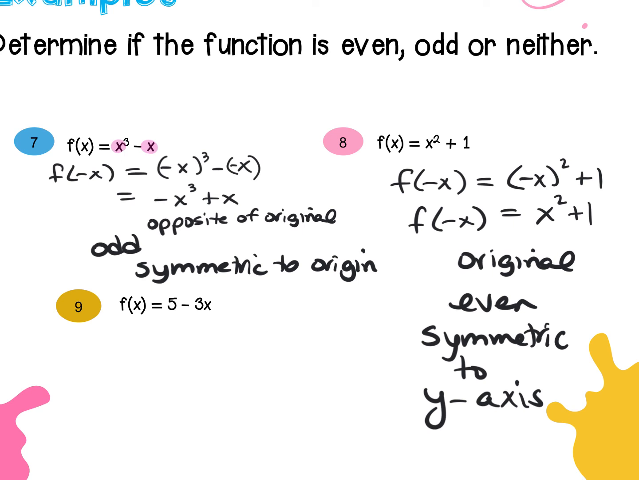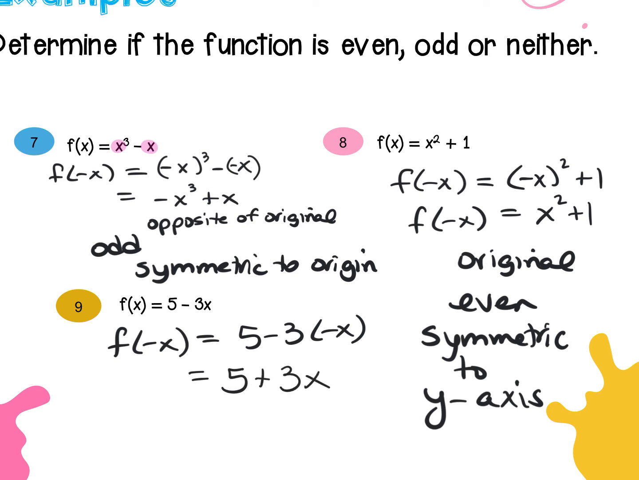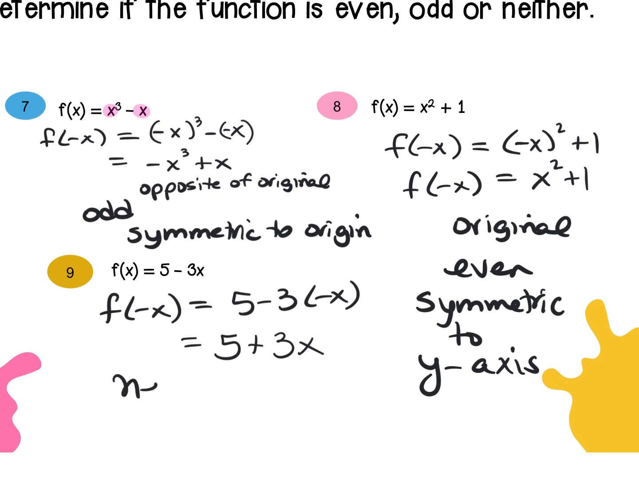The last one, again, plug in a -x for the x. -3 times -x will simplify to positive 3x. But notice only the x term changed to opposite sign. So this one is neither. No symmetry here.